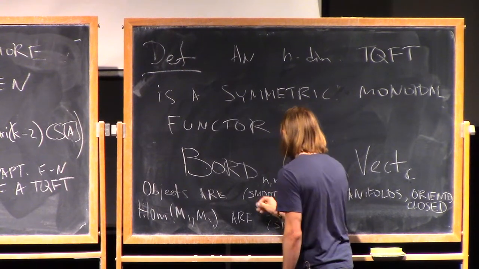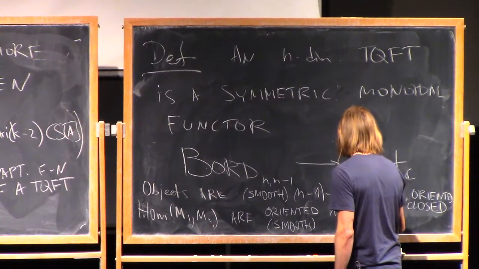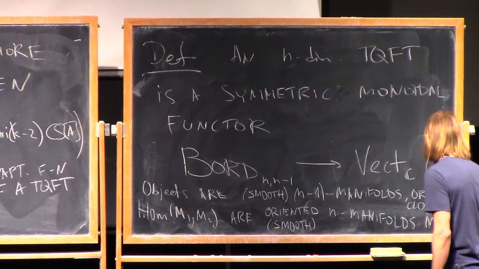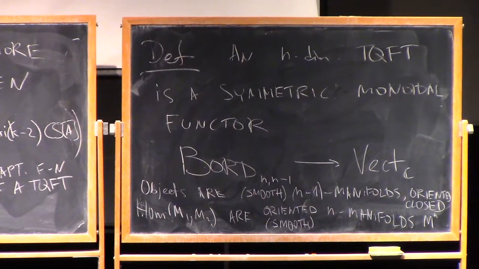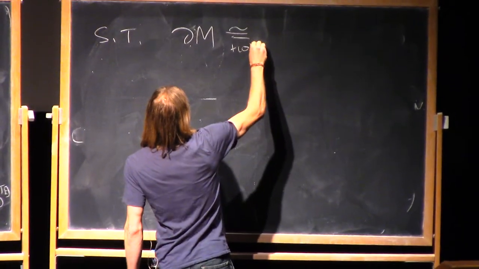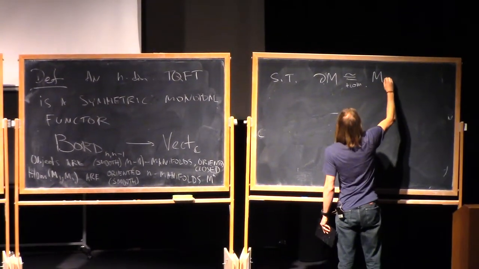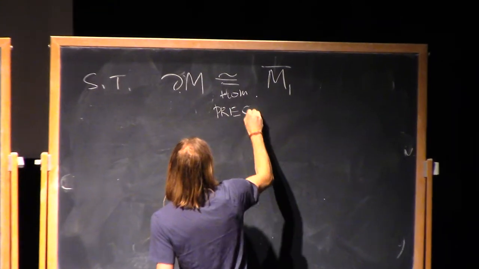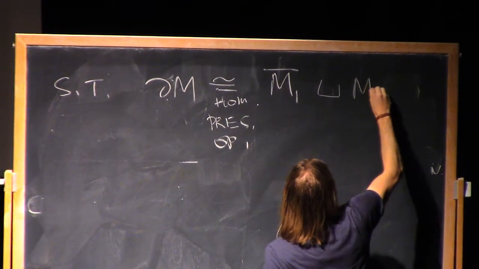Again, I can assume smoothness, but I can also just consider them as topological manifolds, oriented n-manifolds M^n, such that there is an explicit choice. In the topological case, there is a choice of homeomorphism, just a choice of homeomorphism. And in the smooth case, I need to choose a diffeomorphism together with some neighborhood, such that the homeomorphism, preserving orientation, goes to M1 bar, where bar means reverse of orientation, disjoint union with M2.